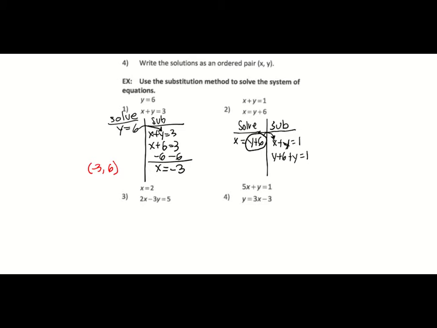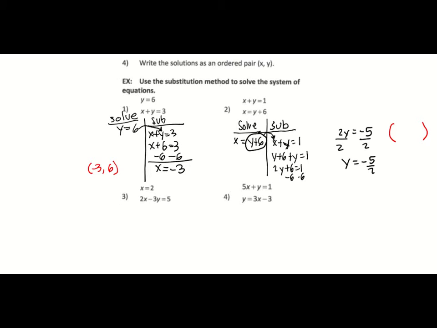Now I can combine like terms and solve. y plus y gives me 2y plus 6 equals 1. Minus 6 on both sides, I get 2y equals -5. My last step is to divide both sides by 2. y equals -5/2. Then for my final answer, I can plug it into my ordered pair. My x is going to go first.